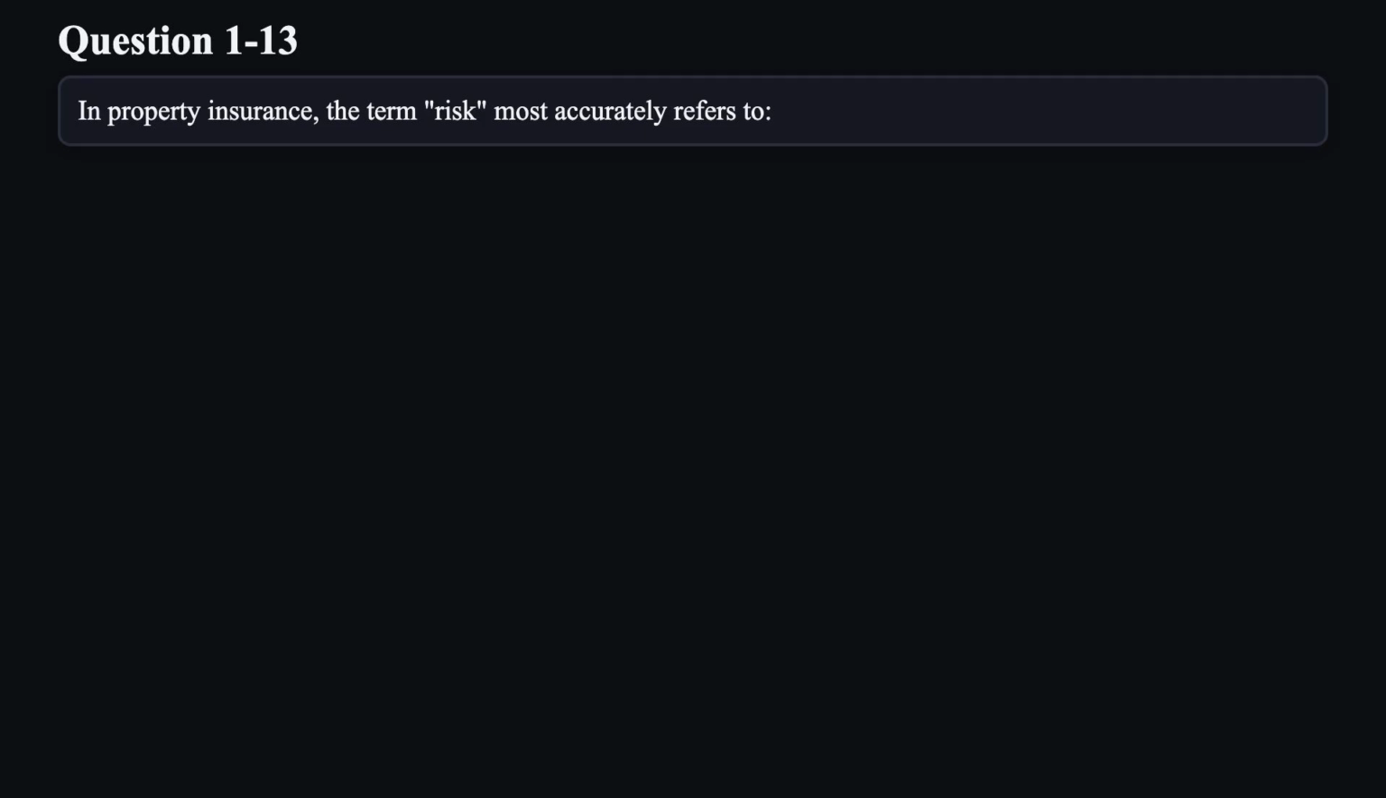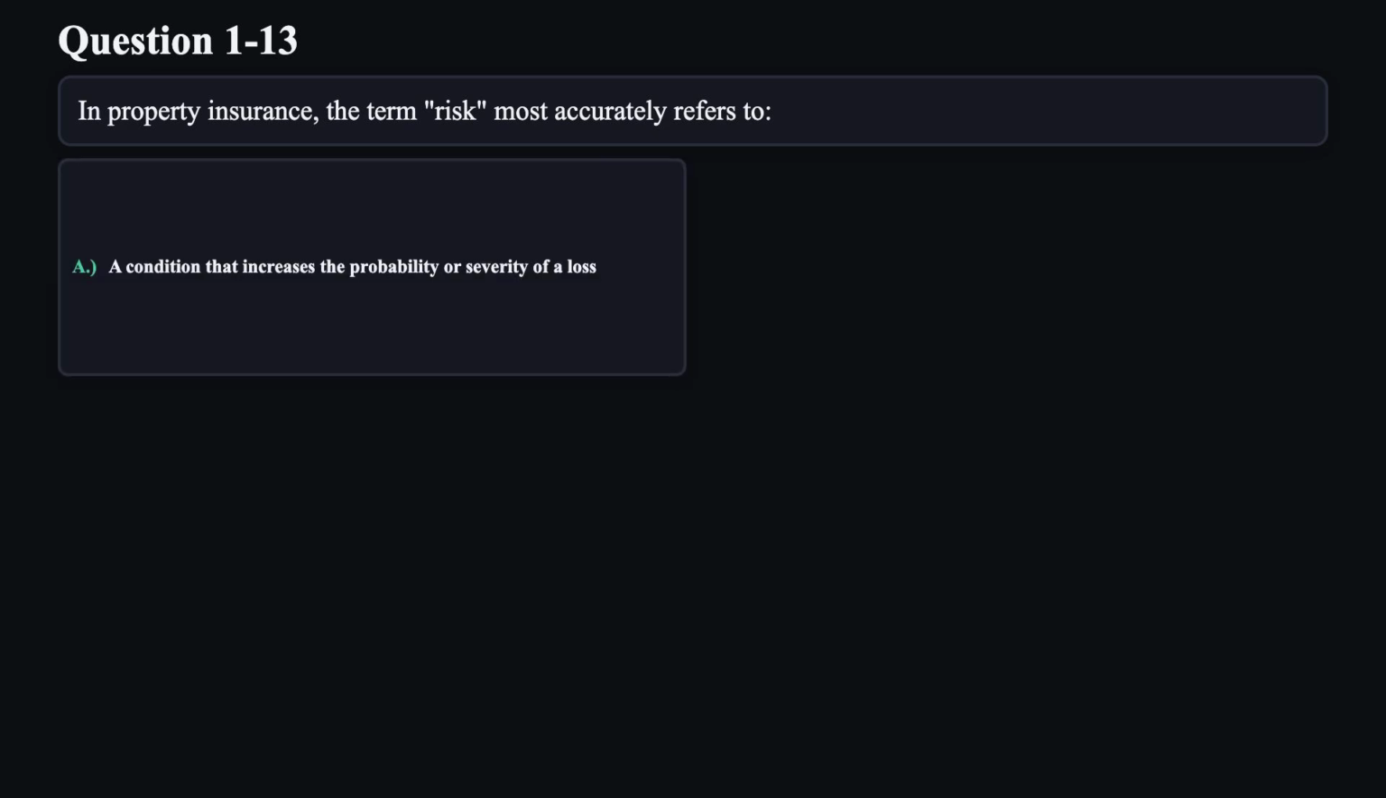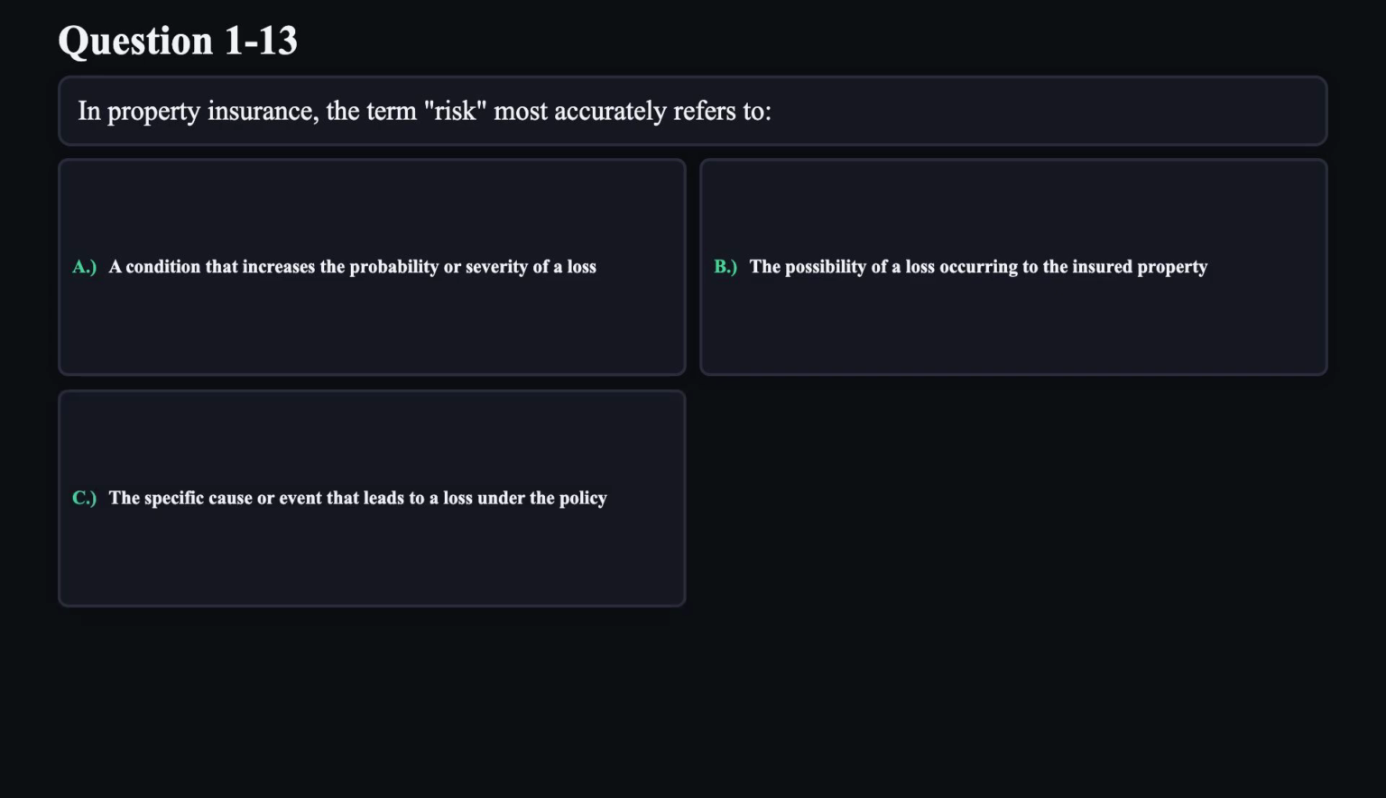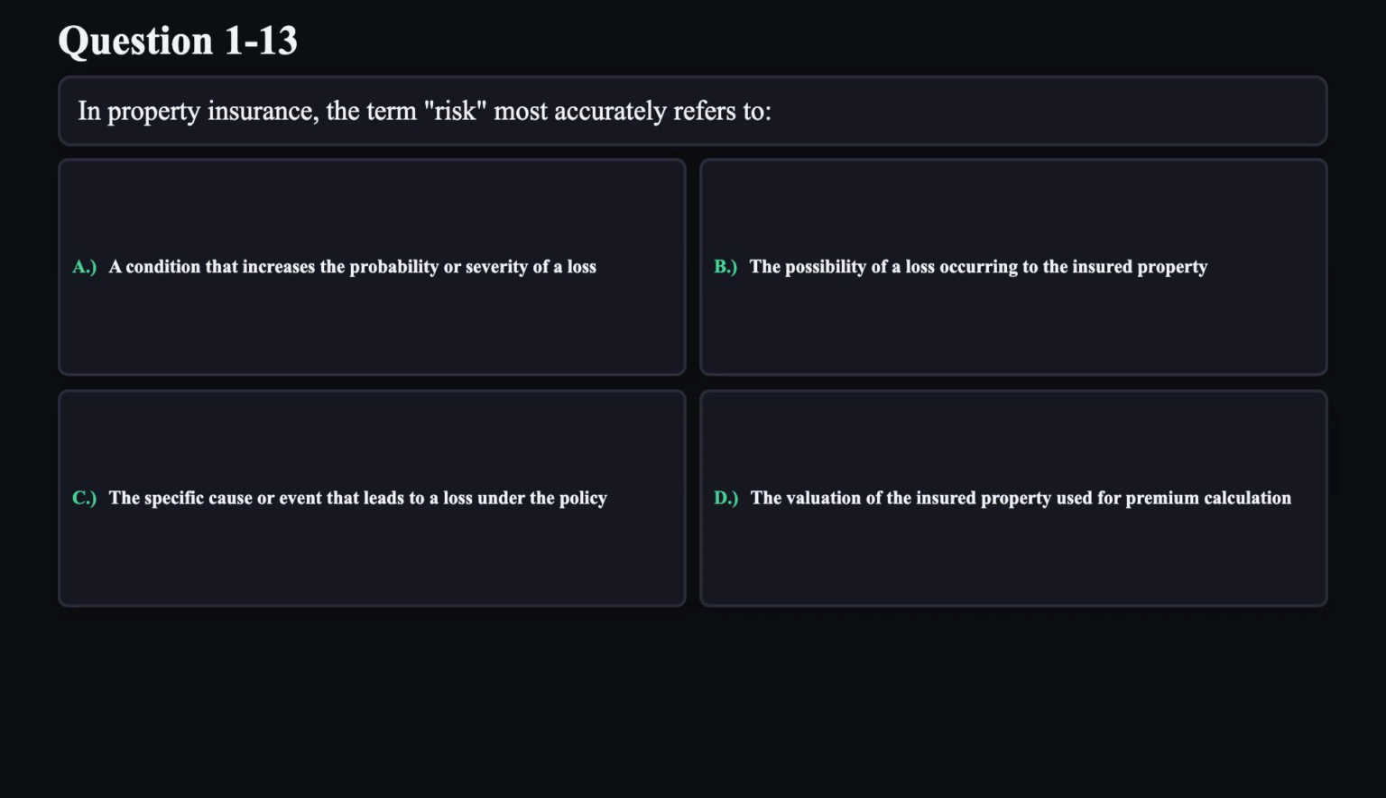Question 13. In property insurance, the term risk most accurately refers to A. A condition that increases the probability or severity of a loss. B. The possibility of a loss occurring to the insured property. C. The specific cause or event that leads to a loss under the policy. D. The valuation of the insured property used for premium calculation.